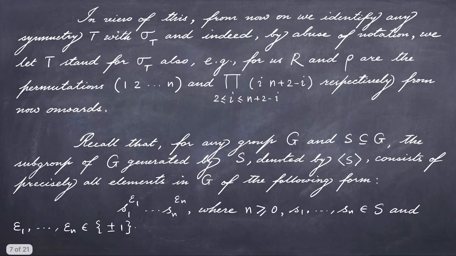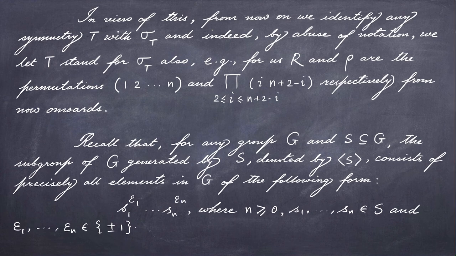So in view of all this, it is quite natural, and in fact customary, to think of identifying the symmetries by their corresponding permutations. From now on we will identify any symmetry T with the corresponding permutation sigma T, and by abuse of notation we will let T stand for sigma T as well. For example, from now onwards R and rho mean this n cycle and this product of transpositions respectively. We will denote both the symmetry and the corresponding permutation by the same letter.